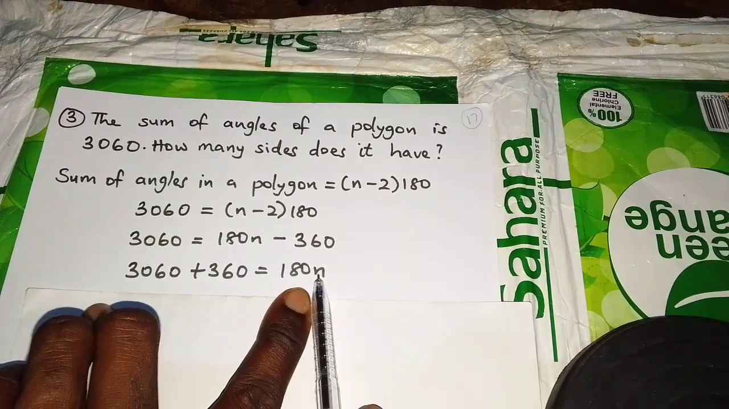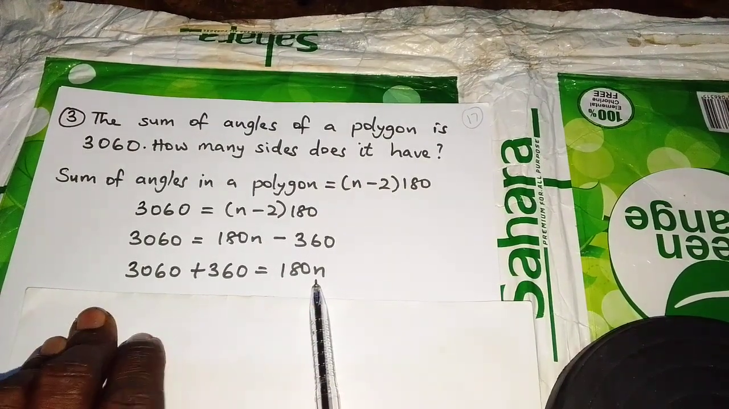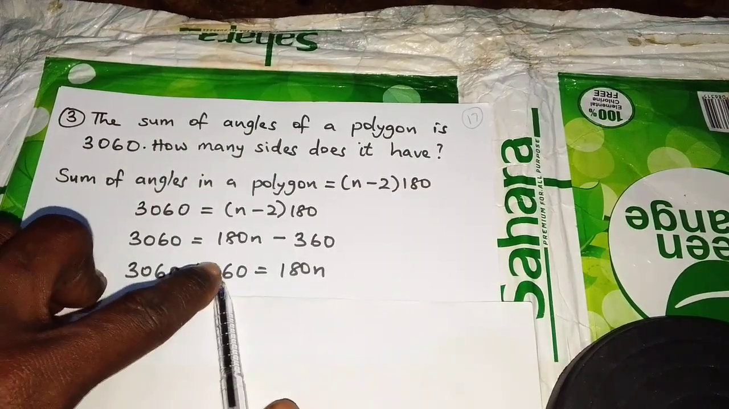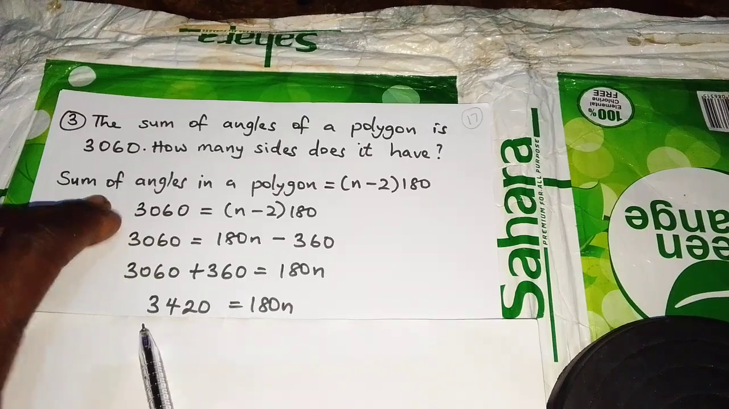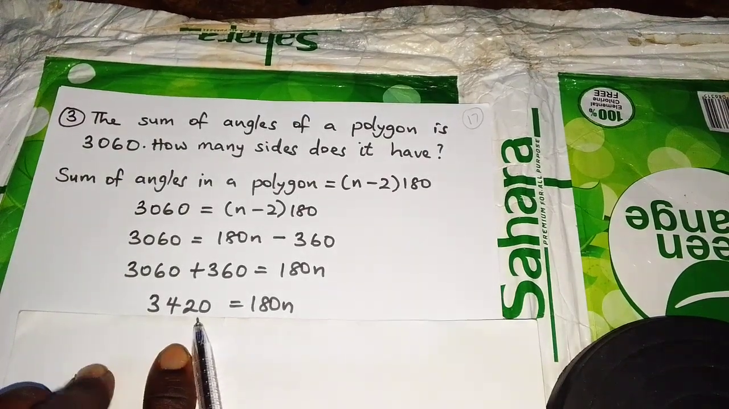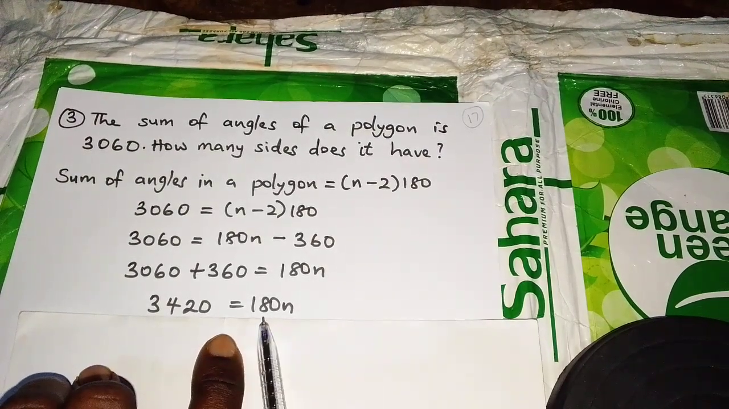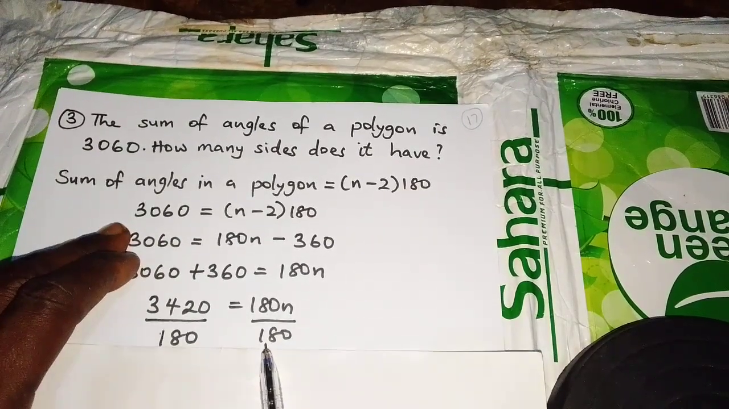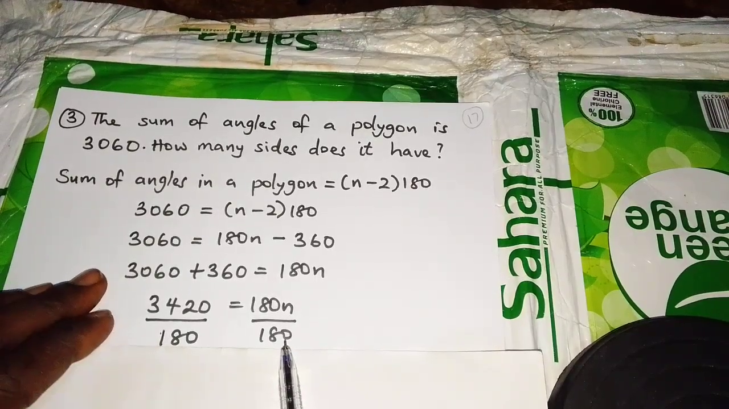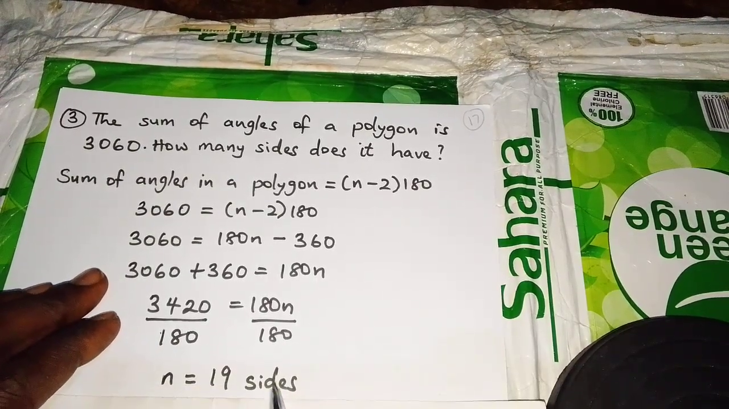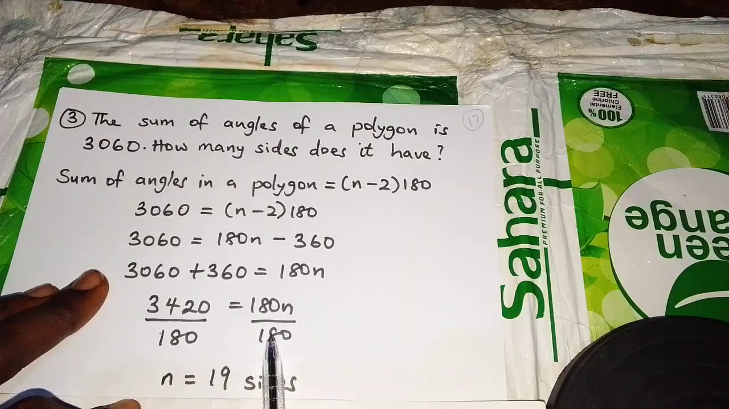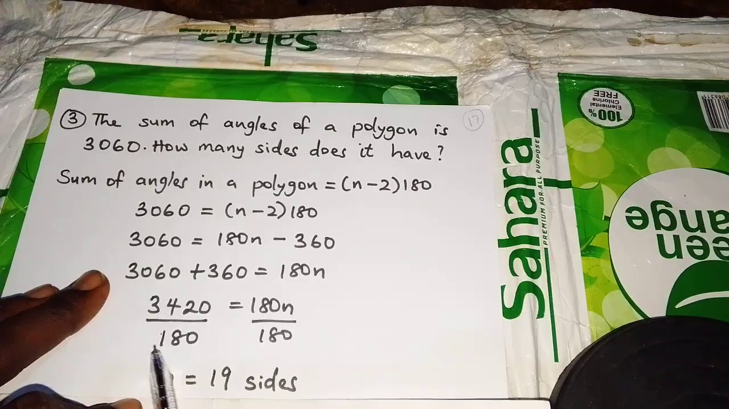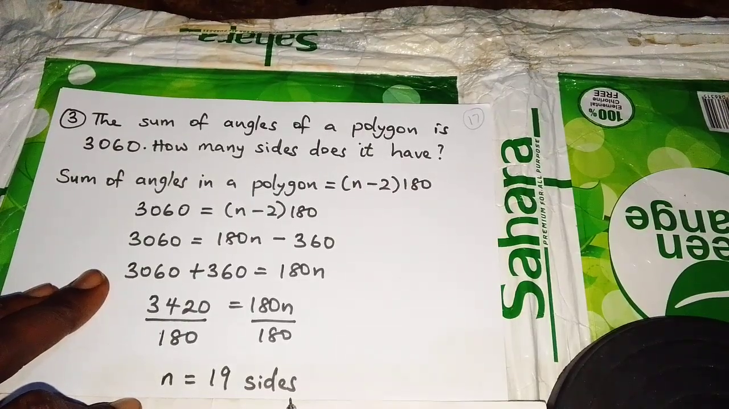So 3060 plus 360 gives 3420, which should be equal to 180n. To get n, divide both sides by 180. 180 divided by 180 means n is equal to 3420 divided by 180, which gives 19 sides.